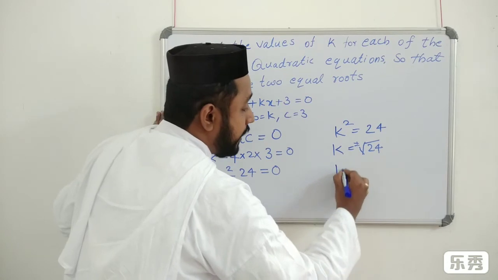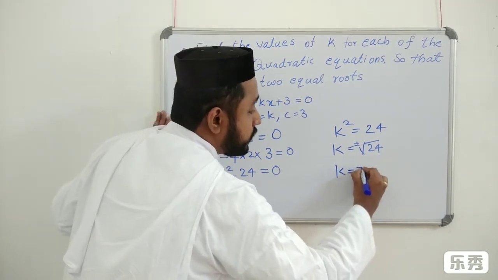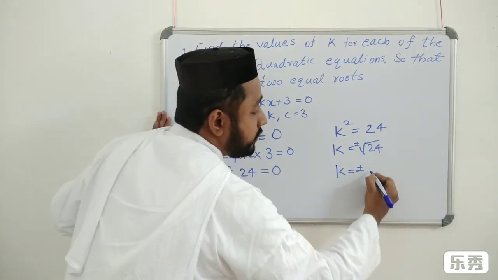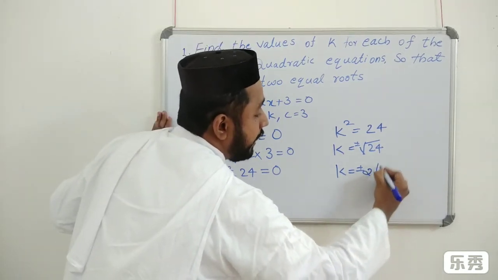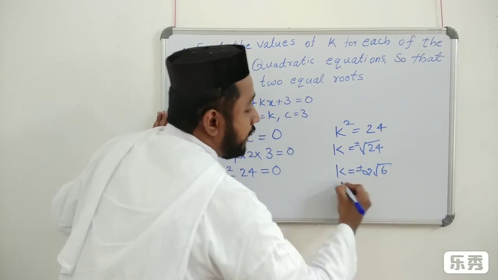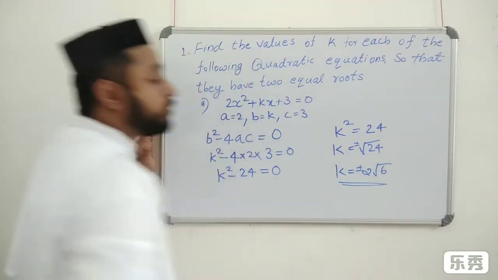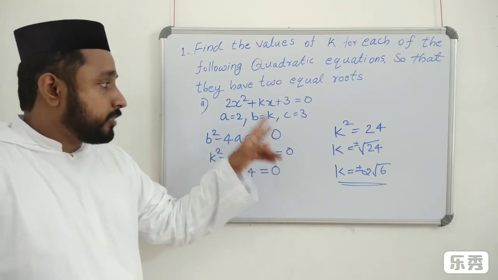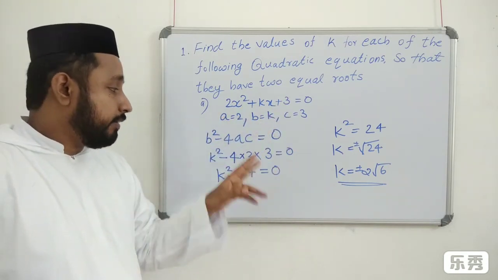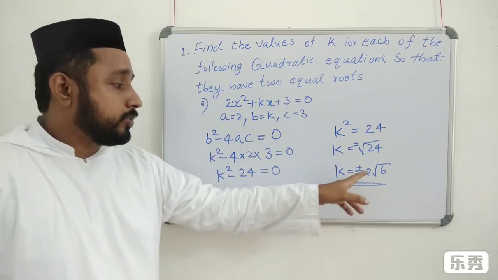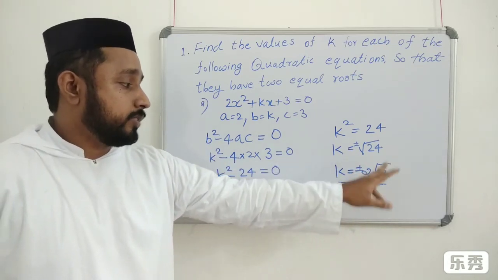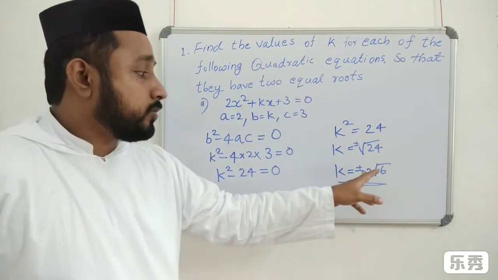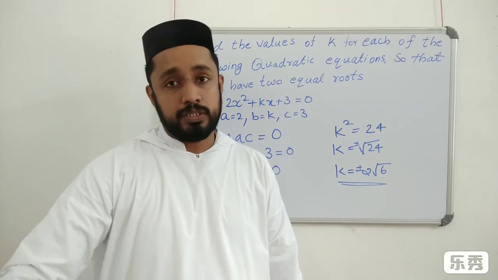That is k is equal to plus or minus, we can take 4 outside. When we take 4 outside, we get 2, and inside the bracket 6. So k is equal to plus or minus 2 root 6. So b square minus 4ac is equal to 0, substitute the values of a, b, and c, and we get the value of k. K is equal to plus or minus 2 root 6. So we got two values for k, plus 2 root 6 and minus 2 root 6.